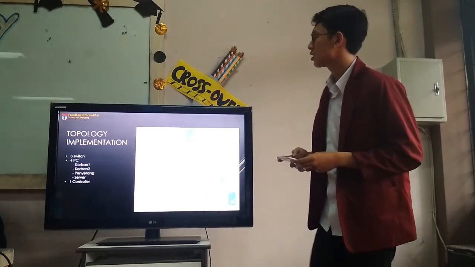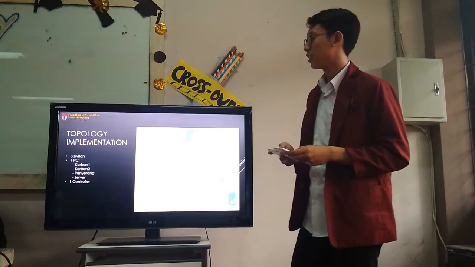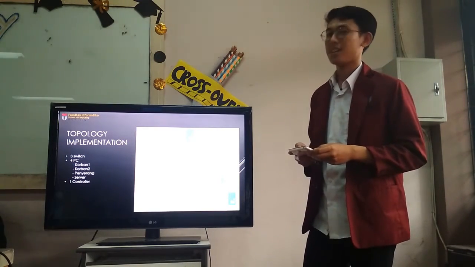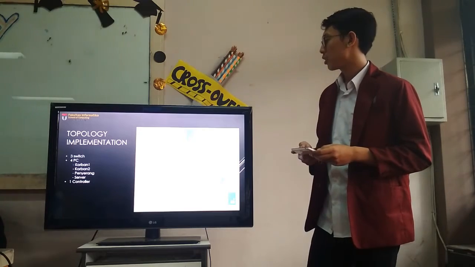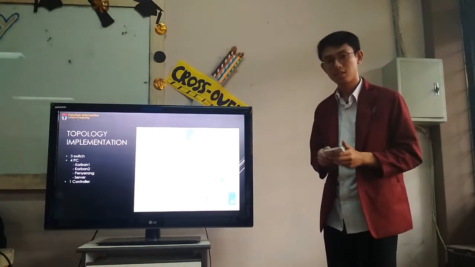And then this is the topology implementation that I use for this paper. There are 3 switches, 4 PCs: victim 1, victim 2, attacker, and server, and then 1 controller on top of the network.